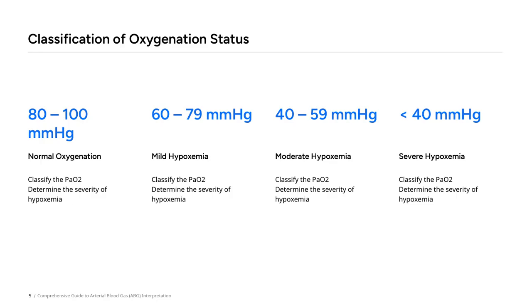Remember, classifying the oxygenation status helps us determine the severity of hypoxemia, guiding us in making appropriate treatment decisions. It's a key component of ABG interpretation and an essential step in managing respiratory conditions effectively.